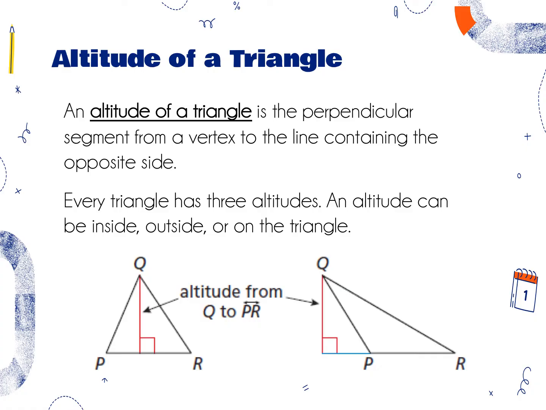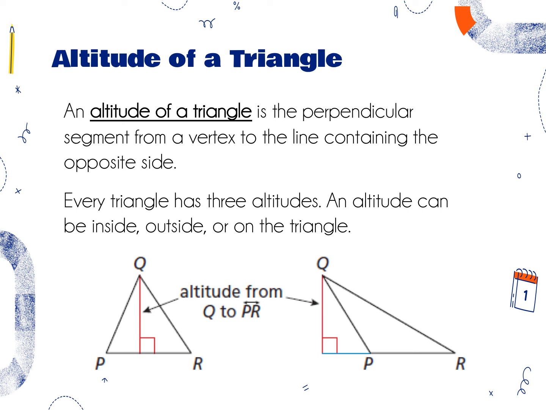An altitude of a triangle is the perpendicular segment from a vertex to the line containing the opposite side. Every triangle has 3 altitudes. An altitude, just like the perpendicular bisectors, can be inside, outside, or on the triangle. An altitude is also known as the height of the triangle. So if you think back to your middle school days where you were asked to find the area of a triangle, remember the height was always next to the right angle.